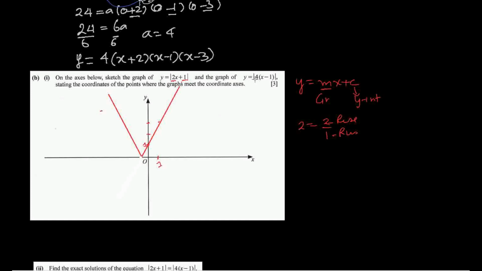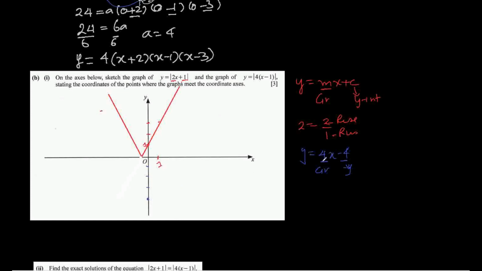Now let's go to the second one, which is y equal to the absolute of 4x minus 4, isn't it? If I expand this, it becomes y equal to 4x minus 4. So gradient is 4, y-intercept is minus 4. So minus 4, let's go down, 1, 2, 3 and 4. This is the point from where we will start, because this is the y-intercept.